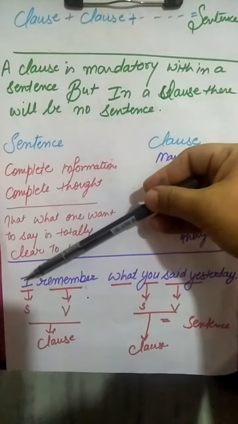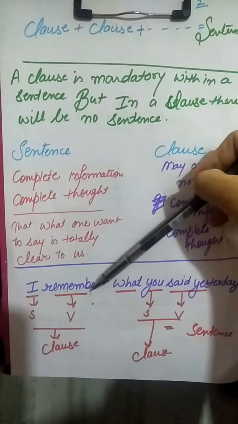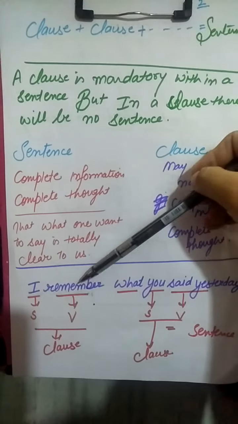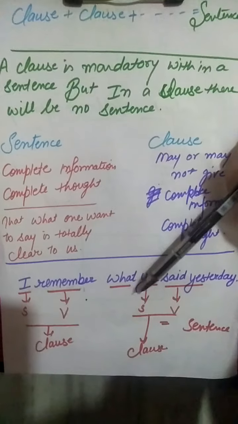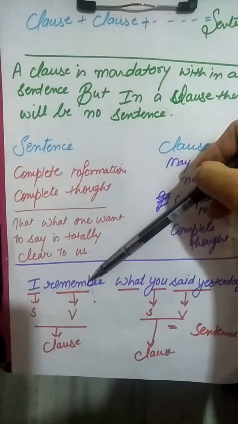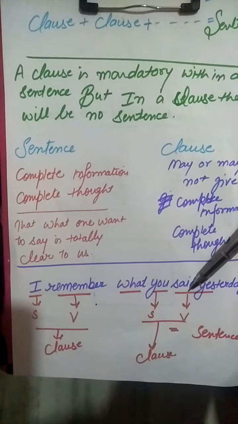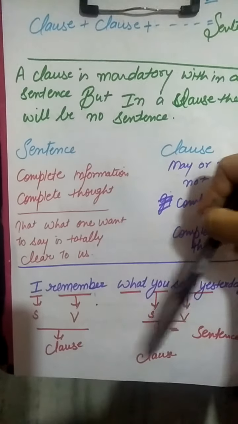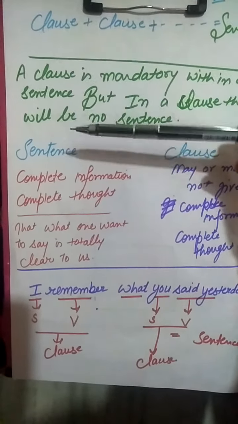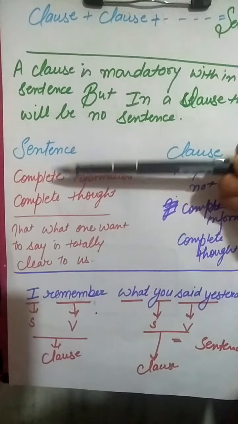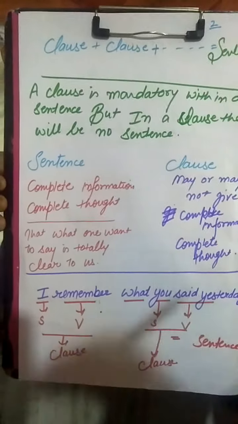For example, I remember what you said. See here, I remember seems itself a sentence, but it is not a sentence. What you said yesterday: here one subject is there, one verb is there, it is one clause. One subject is here, one verb is here, so it is also a clause. Clause plus clause is equal to sentence. It means there will be more than one clause in a sentence, which makes a complete sense.